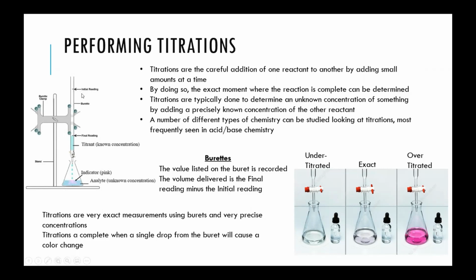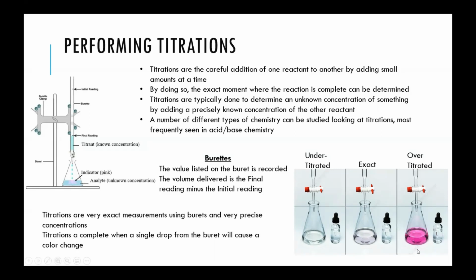As you're slowly adding the material from the burette and adding it to the material in the flask, the indicator will change color. When you see the slightest variation in color, this is where the exact point of the reaction is finished. This is where the ratios between the compound or reactant in the burette and in the flask are exact. Not necessarily 1-to-1, but whatever the stoichiometric ratio between the two happens to be.